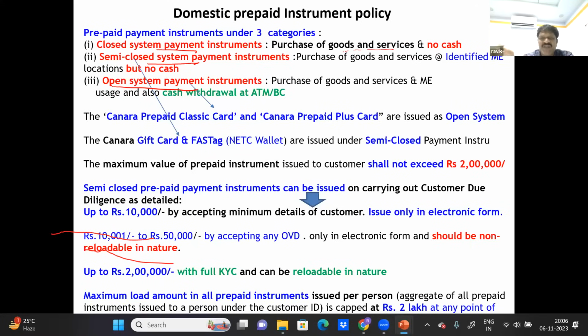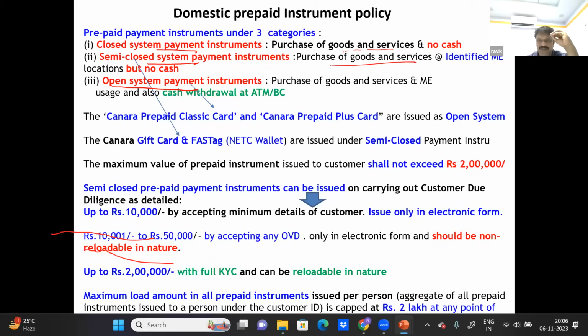Then semi-closed, same purchase of goods and services, any prepayment card, goods and services anybody can purchase, no doubt. Only thing is whether cash is allowed or not. Closed system, no cash. Semi-closed system, no cash. But the semi-closed system difference is that it will work only at identified locations. For example, you are giving a FASTag. FASTag is a semi-closed instrument. It cannot be used anywhere, only at identified merchant establishments, only at toll gates. Okay, gift card. Only where your bank has tied up can he use it. Such type of things you should know.